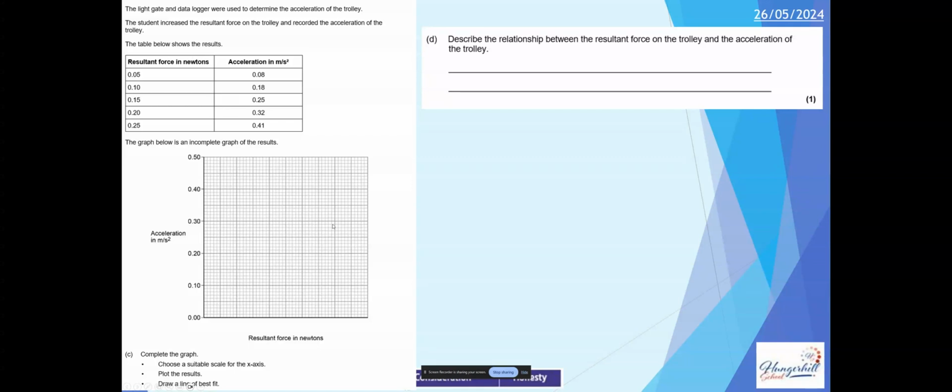Now, all we do is plot our results, choosing a suitable x-axis, which is there. There's our scale, just there. Plot the results, which we've got here. It's clearly a straight line, so we draw a line of best fit. Describe the relationship between the resultant force on the trolley and the acceleration of the trolley. Because it's a straight line and passes through 0, 0, it's directly proportional.